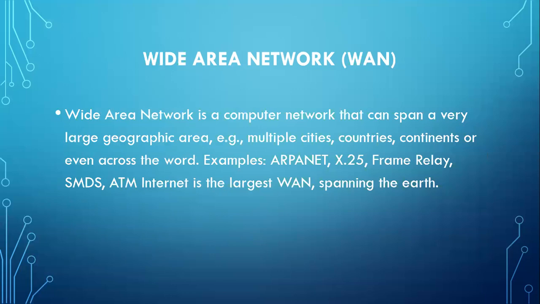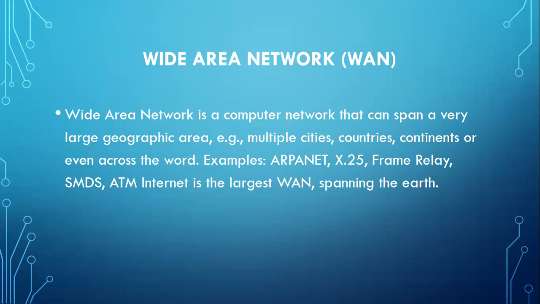Moving on, let's see the wide area network, that is WAN. A wide area network is a computer network that can span a very large geographical area. Take an example, multiple cities, countries, continents, or even across the world. Examples are ARPANET, X.25, frame relay, SMDS, ATM, and the Internet, which is the largest one, spanning the earth. These are examples of a wide area network.